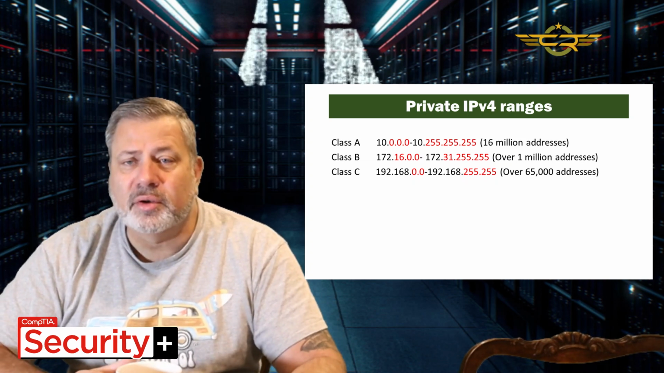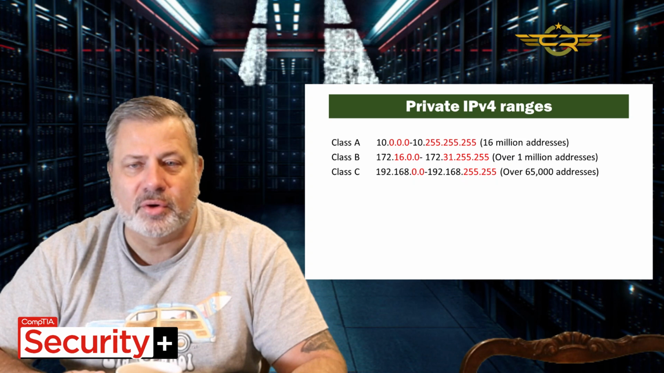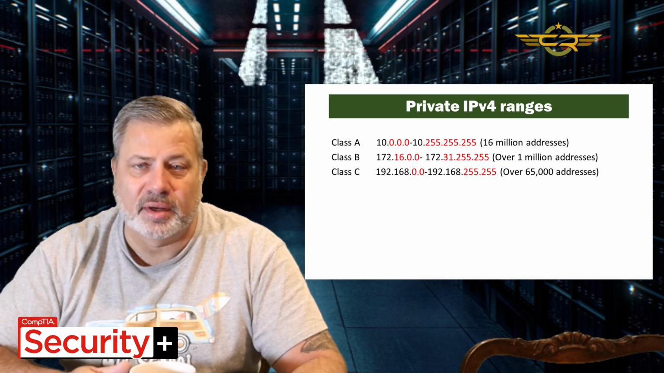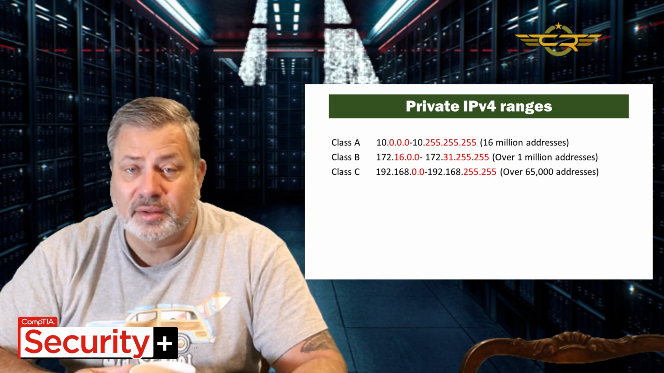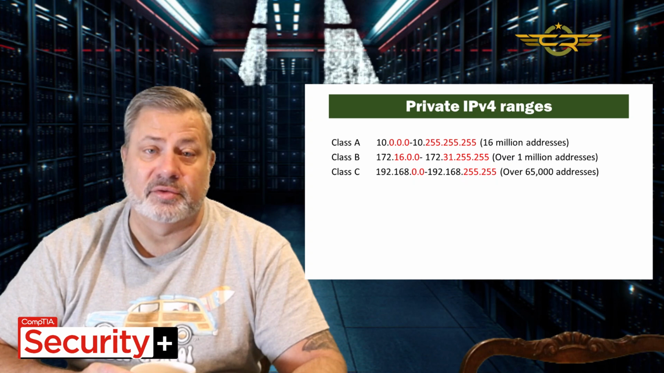So it's important to know the ranges of private addressing. You'll probably see these over and over and over again. I have seen a Class A address on some of the small office equipment I've seen. And you definitely will see Class A and Class B on enterprise level stuff.